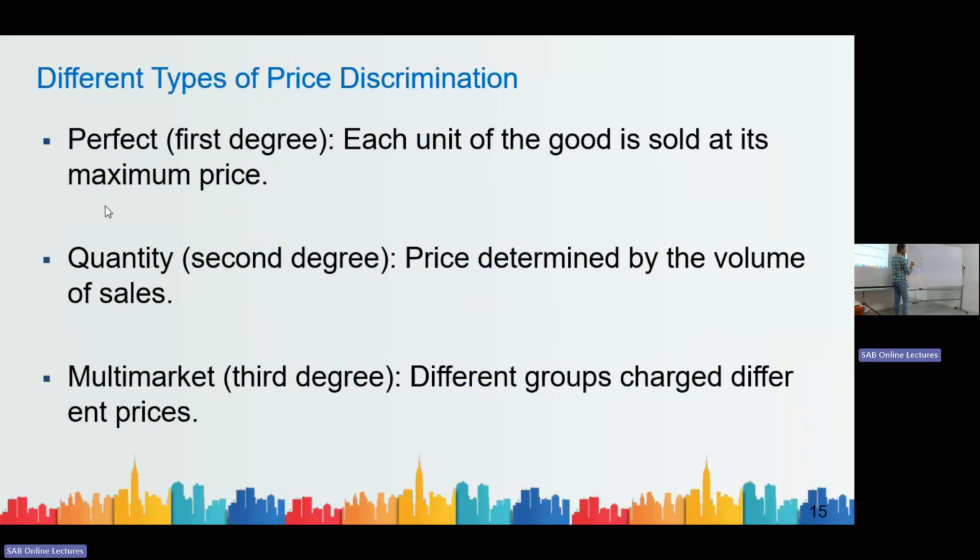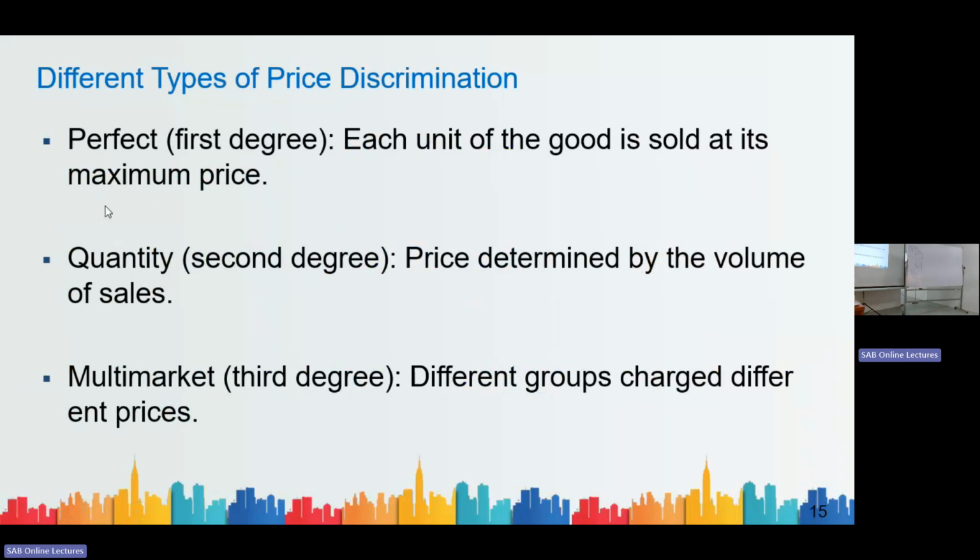If the firm is charging different prices from different customers at their maximum willingness to pay, then the total revenue will be this much. The total revenue will be higher by this much under first degree price discrimination than charging a uniform price. This is about first degree price discrimination.